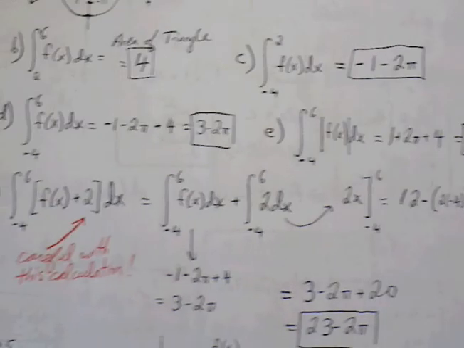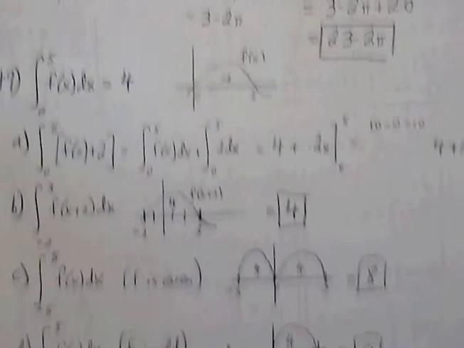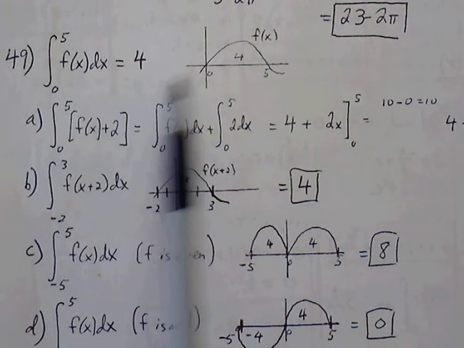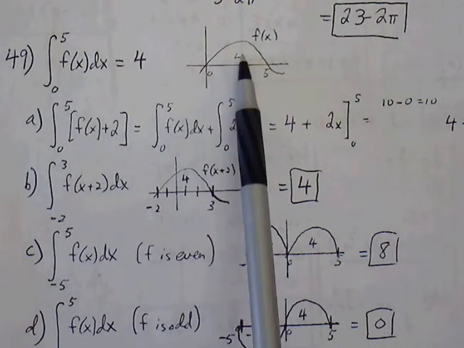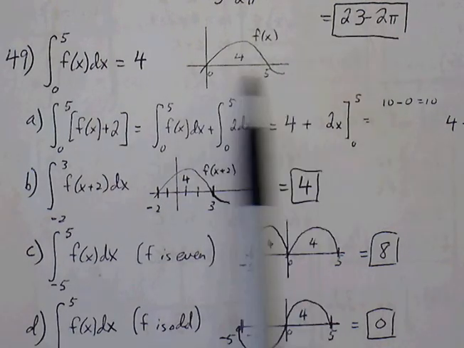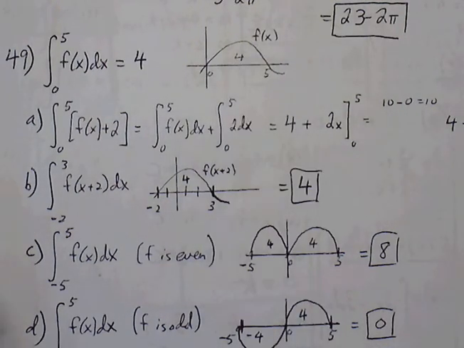Okay, let's look at 49. What's given to us is that the definite integral of f of x from 0 to 5 is equal to 4. So I'm just going to sketch something that represents 4. Here's my function, here's my curve. Between 0 and 5, let's say the area of that region is 4.